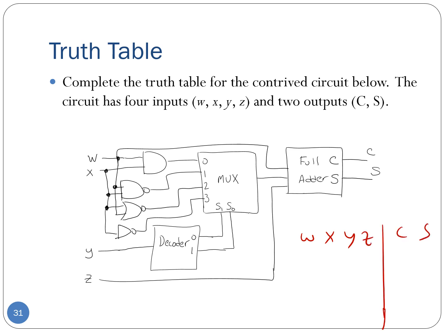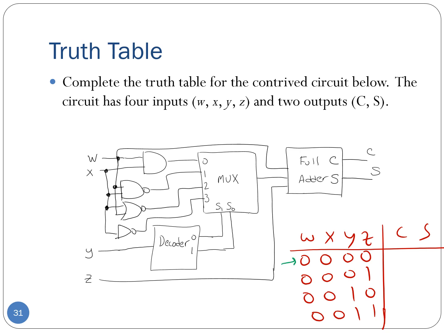Okay, so let's do a few rows of this. Let's do 0 0 0 0, 0 0 0 1, 0 0 1 0, and 0 0 1 1. Okay, so let's do these 4 rows, and hopefully that will give you enough idea to finish this. So for the first row here, W is 0, X is 0, Y is 0, and Z is 0.